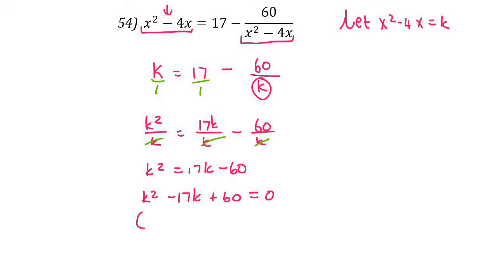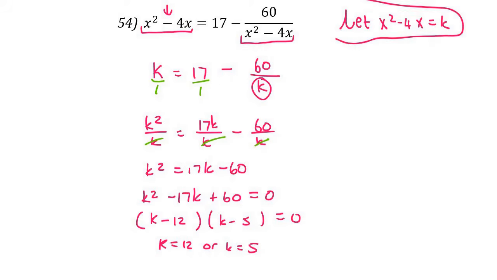Now this does actually factorize, but you could use the quadratic formula. It would be k minus 12 and k minus 5. I'll be honest, I didn't see that at first. I just used the formula. So k is 12 or k is equal to 5. So now what we do is we realize that that's not the answer. We need to now come back to this.